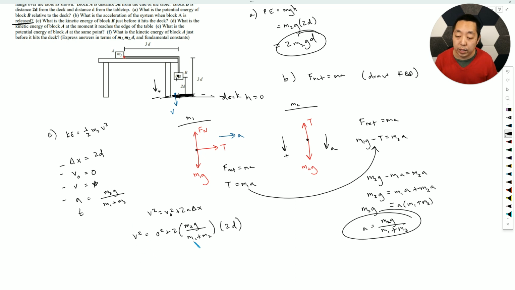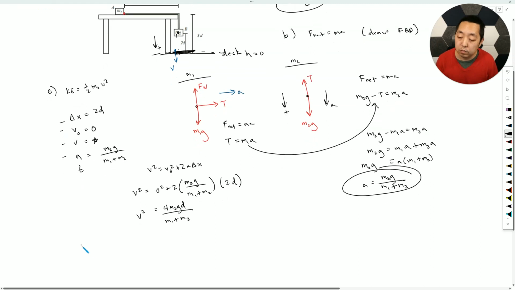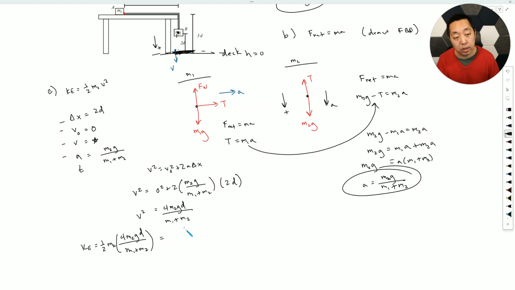So that's v squared. Just to simplify, that would be 4m2gd over m1 plus m2. And that's v squared. Now, the kinetic energy, I would want to do 1/2 m2 times this v squared, times 4m2gd over m1 plus m2. Now, you could have solved this problem with work and energy, and that would have been fine.